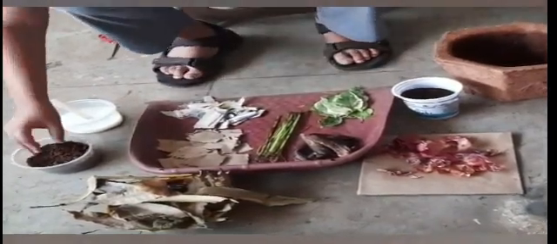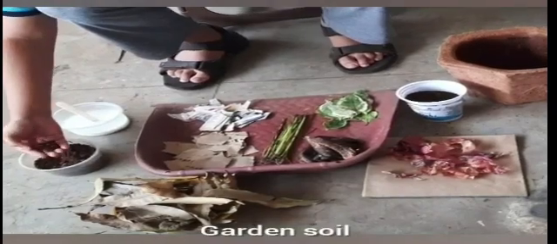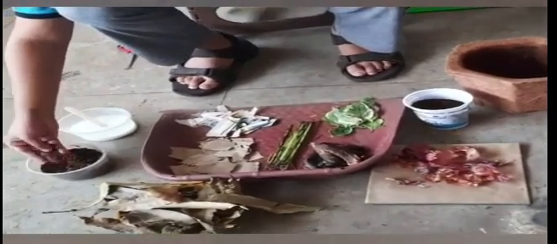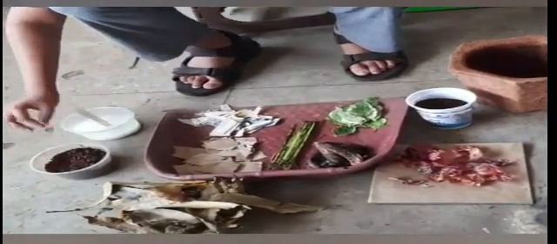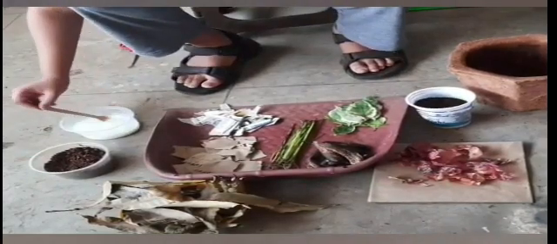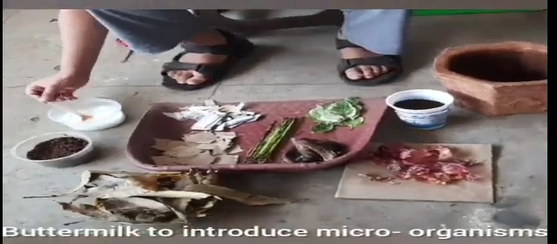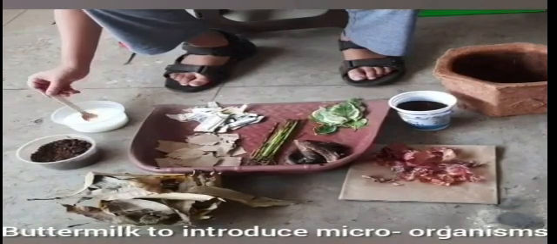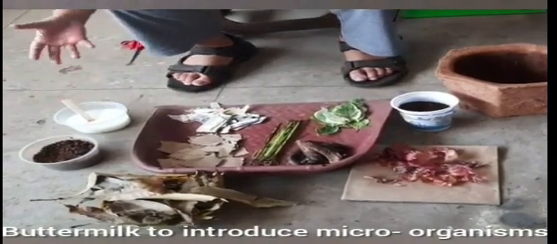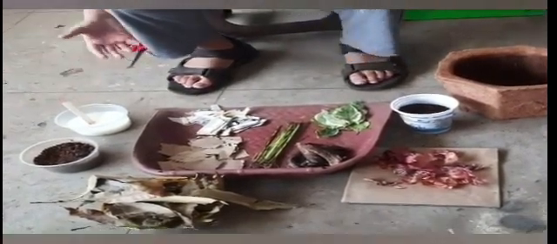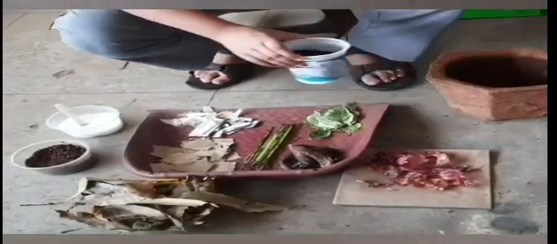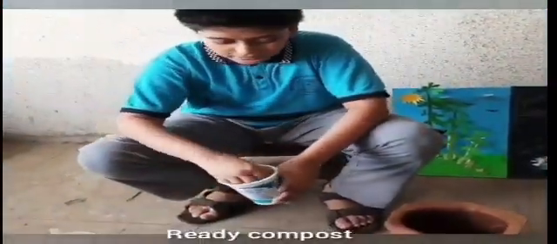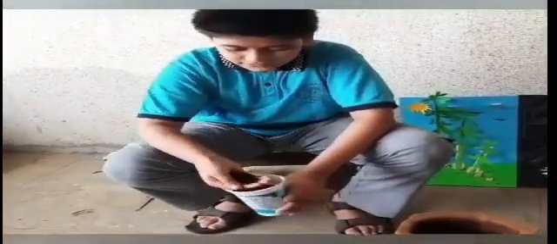Now we have a little bit of garden soil, which is very essential, and we have, now this is buttermilk, which will create microorganisms in our compost. Now we have our already done compost over here. Now I will just take it in my hand so you can see.